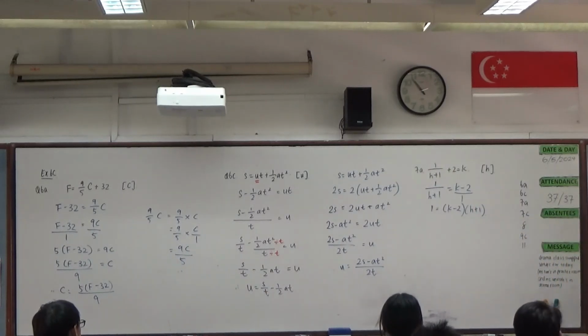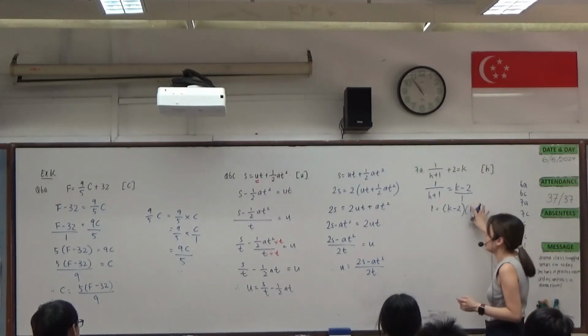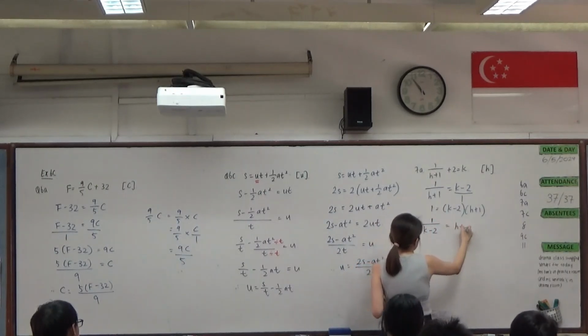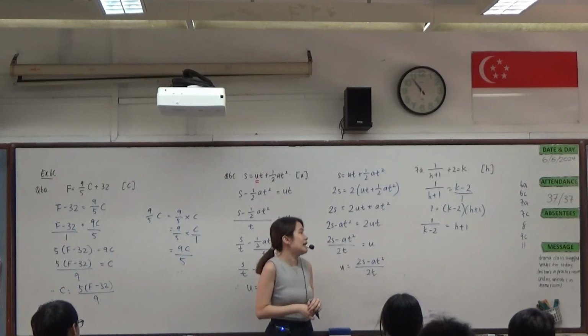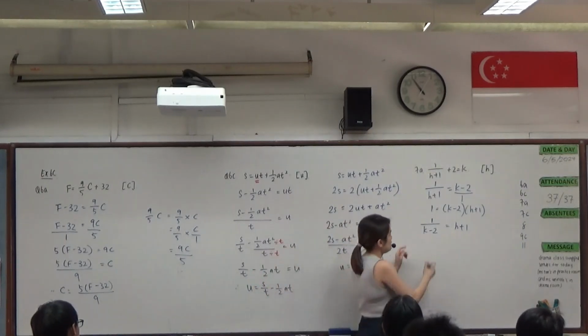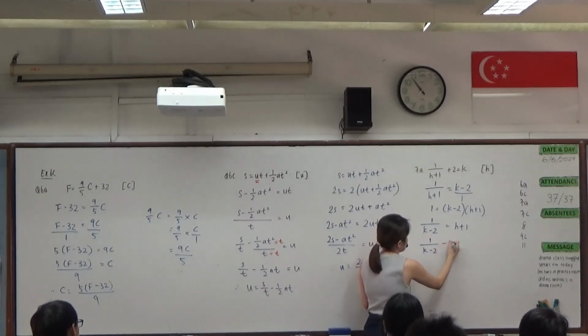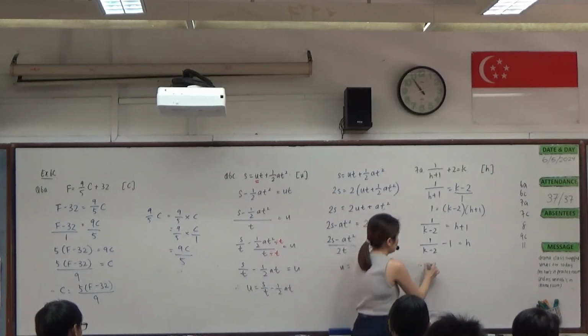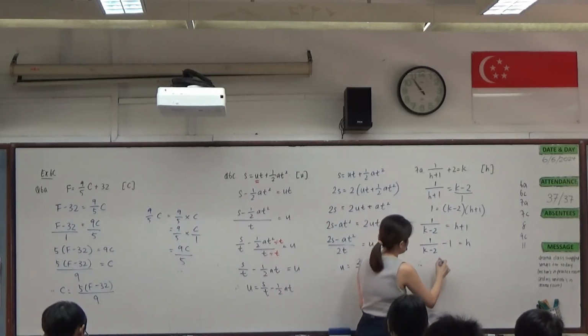Should we choose to expand? Okay, I don't think it is necessary to expand because it will get itself to come as 0. Keep in mind we only want h, so I can just bring the k minus 2 over to the left, which will mean 1 divided by k minus 2 equals h plus 1. Then I can actually minus the 1 over, so I will have h equals to 1 over k minus 2 minus 1.